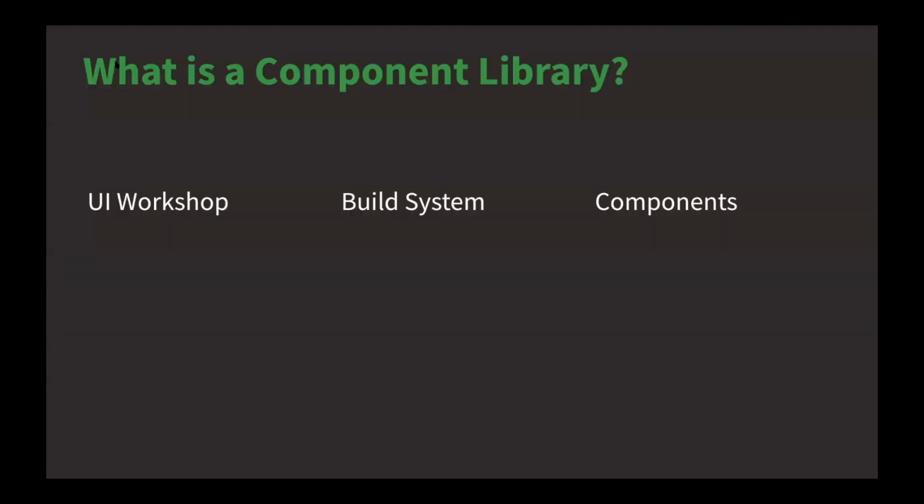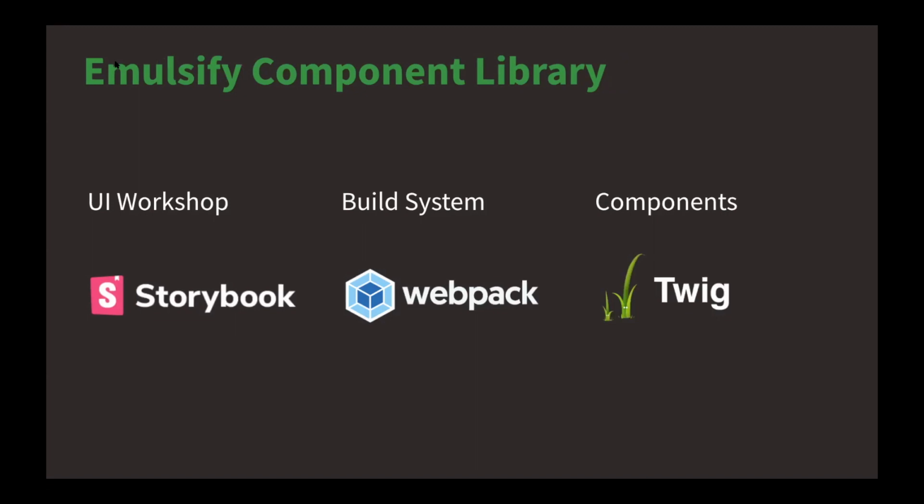So what do we mean when we talk about a component library? At Four Kitchens, we use the term component library for this part of the design system because it signifies to the widest audience what this piece is. But for developers, a better description might be project scaffolding, because what we are referring to as a component library is more than just a group of organized components. It's also a UI workshop for building and sharing them, and a build system to process, stream, minify, etc., all the things. So this is what Emulsify has historically been and still contains, but let's take a look at these three pieces in the new Emulsify.